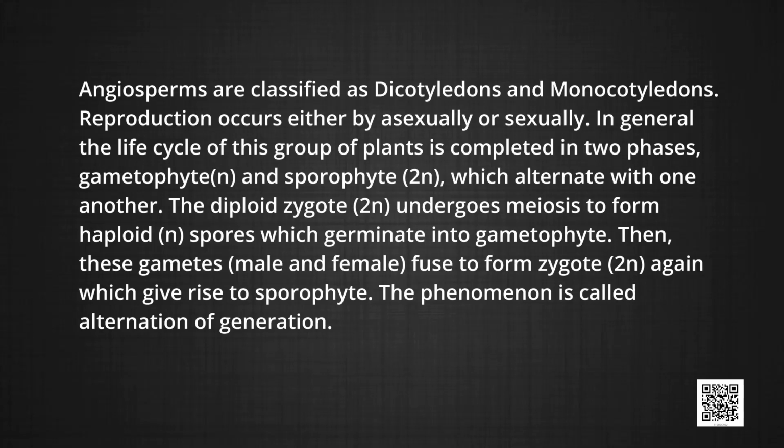In general, the life cycle of this group of plants is completed in two phases: gametophytic, that is haploid phase, and sporophytic, that is diploid phase, which alternate with one another. The diploid zygote undergoes meiosis to form haploid spores which germinate into gametophyte. Then, these gametes, male and female, fuse to form zygote, a diploid structure, which again gives rise to sporophyte. The phenomenon is known as alternation of generation.